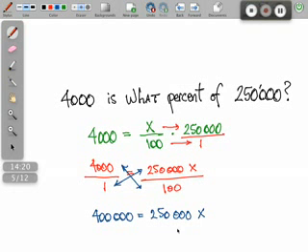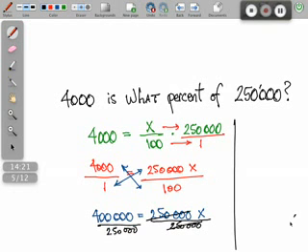And to get x alone, I need to divide both sides by 250,000. And so allow me to do that. We'll divide this side by 250,000, and we'll divide this side by 250,000. That gets rid of these two, leaving me with x alone. And so what do I get? I get x equals 1.6. Let's look up here. 4,000 is what percent of 250,000? 4,000 is 1.6%.